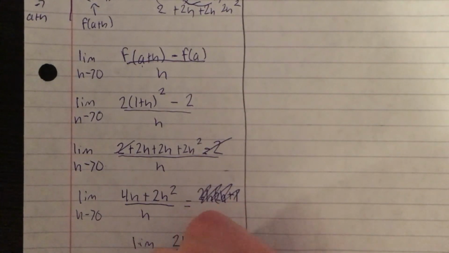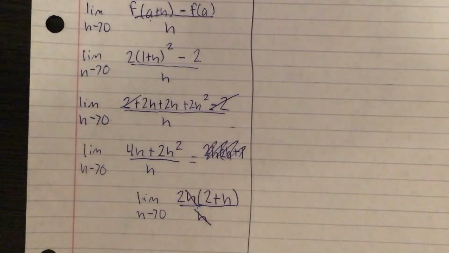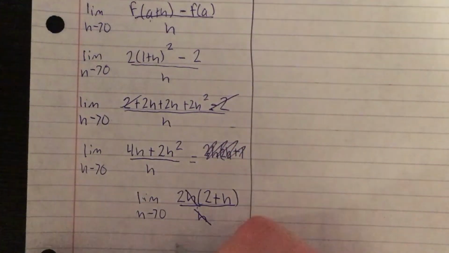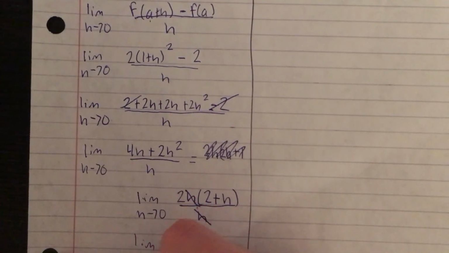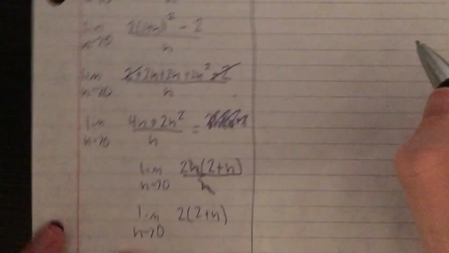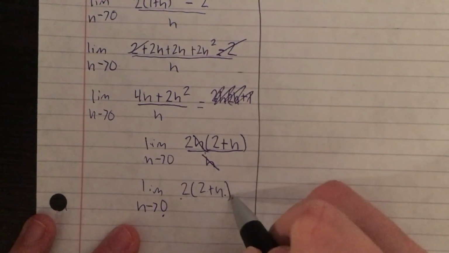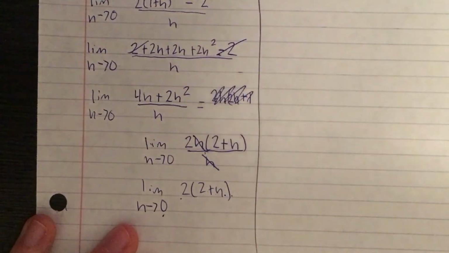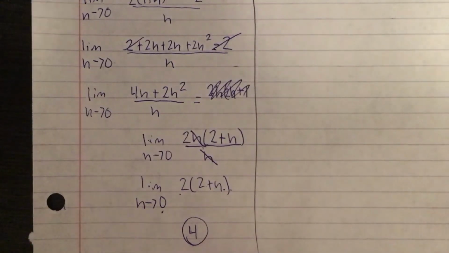So if we do the limit as h approaches 0, these h's can cancel out. So what we've got, the limit as the horizontal distance h is approaching 0 of 2 times 2 plus h. If we plug in 0 there, we're going to get 2 times 2 plus 0, which is 4. So again, this particular point has a slope of 4. It will not always have a slope of 4, but in this particular instance, it does.